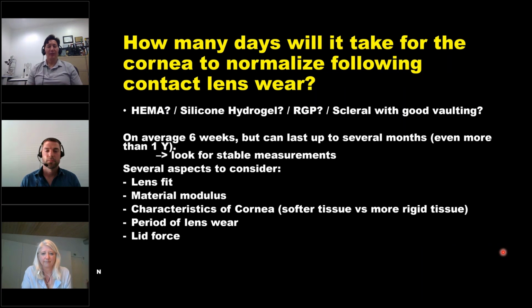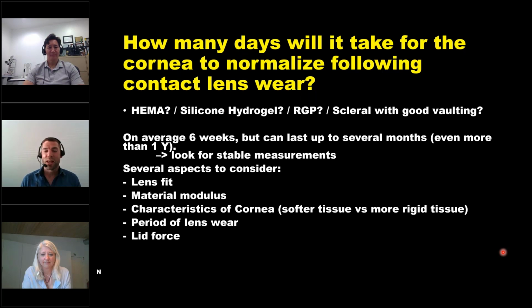So Nikki, your thoughts on how long it takes before we can get a reliable topography post-wear of any contact lens? It's a good question, but also a difficult one, because there is no real answer. It depends, first of all, on the type of lens that was worn and how much molding there was, and not only from Ortho-K, but also from soft lenses and RGP lenses. Also, the cornea itself and the rigidity and characteristics of the cornea play a big role. On average, I would say 6 weeks.